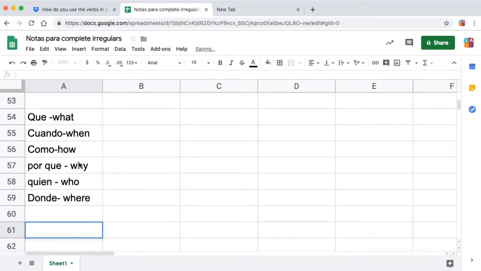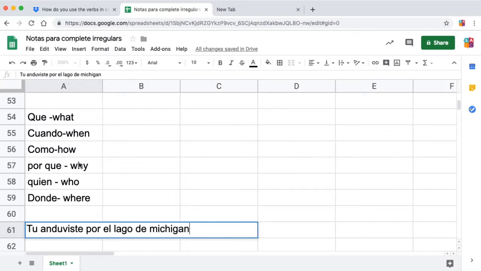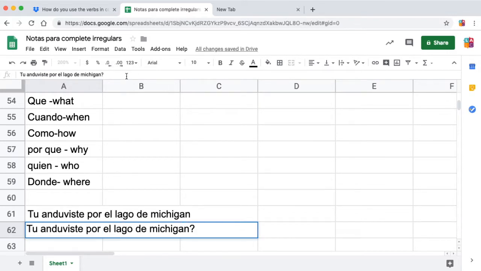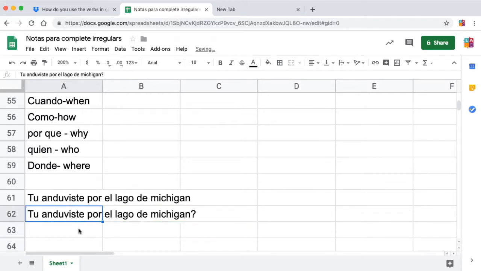But also you don't need to use those if you use, for example, tú anduviste por el lago de Michigan. We have a lake here called Lake Michigan in Chicago. Let's say I know you were by the lake. So then I would say, tú anduviste por el lago de Michigan. And then if not, you might have to ask a question. ¿Tú anduviste por el lago de Michigan? That's a question. See, an affirmation can become a question.